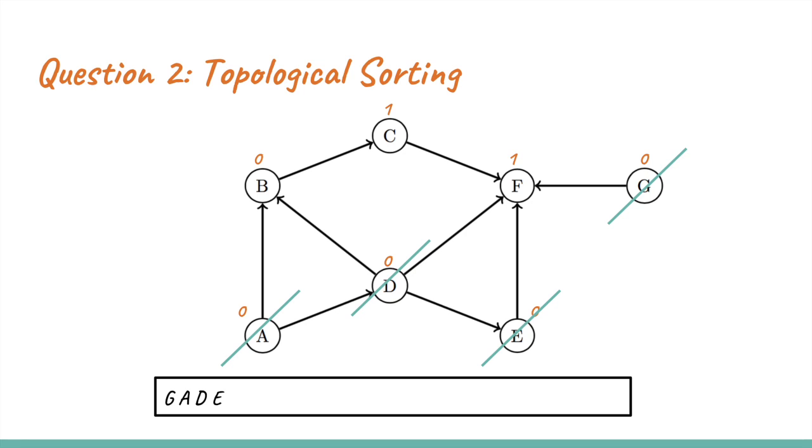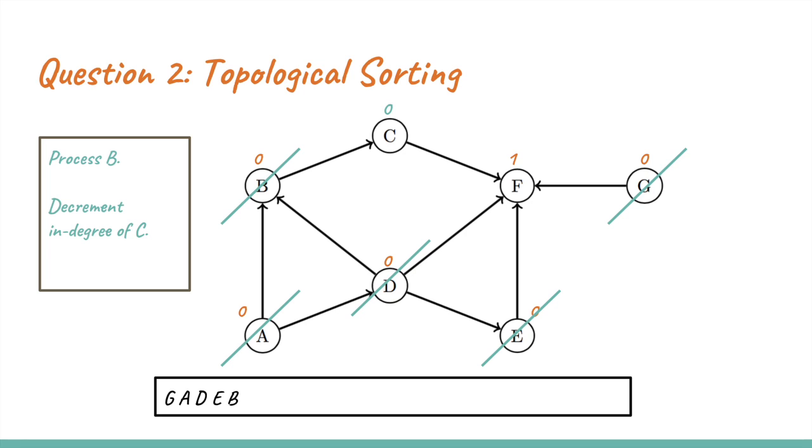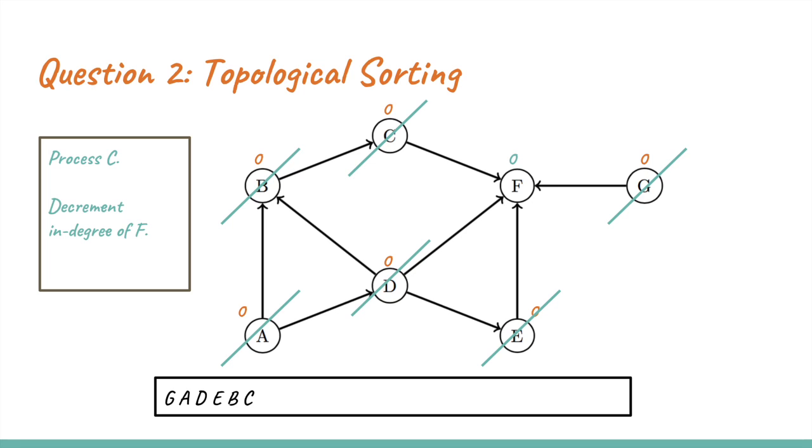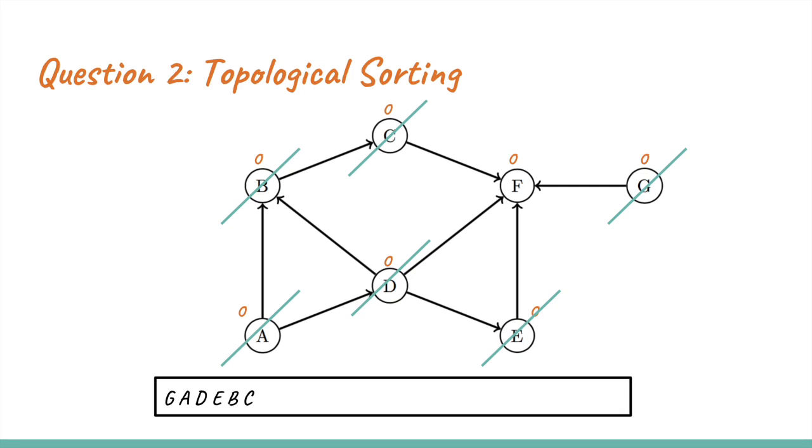Next, we process B and decrement the in-degree of C. Then we process C and decrement the in-degree of F. And our final node left is F. And our final topological sort is G, A, D, E, B, C, F.